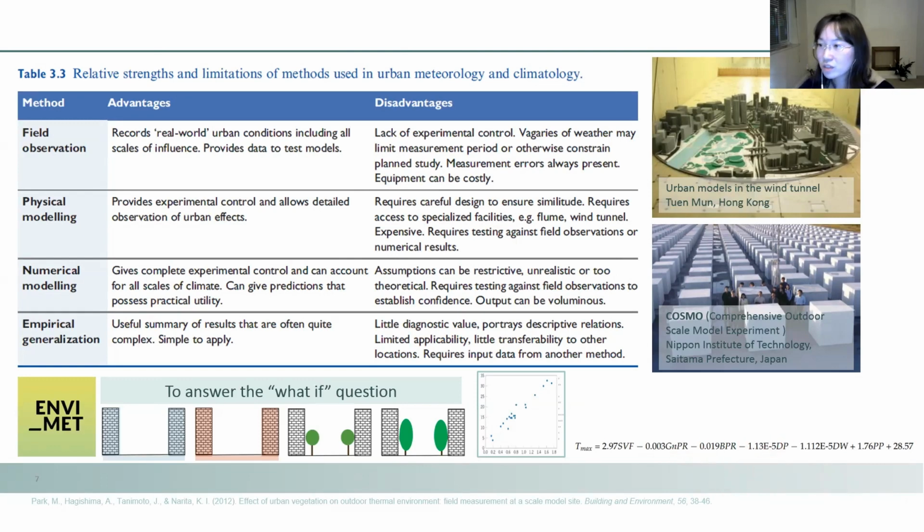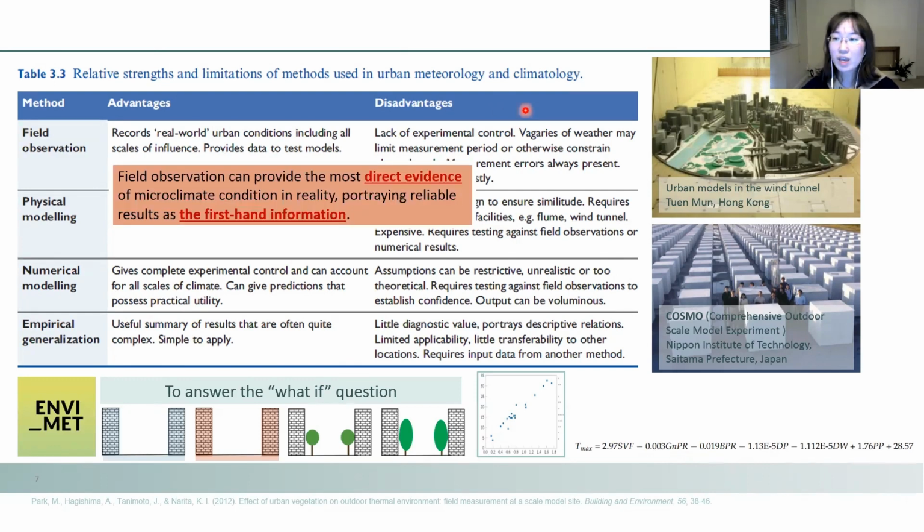And in Oke's book, Urban Climate, he has summarized the advantages and the disadvantages of each method. And we can find that the field observation can provide the most direct evidence of microclimate condition in reality, portraying reliable results as the first-hand information. And although numerical modeling is another widely used research approach, the field measurement data are indispensable in model validation and calibration.